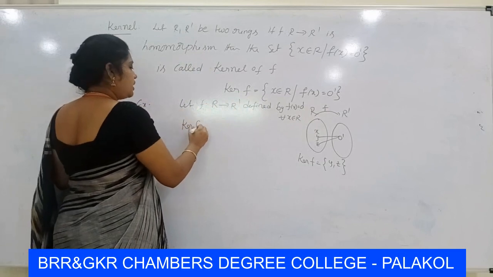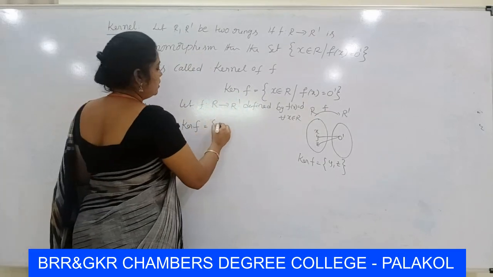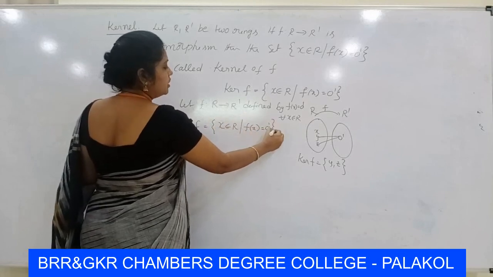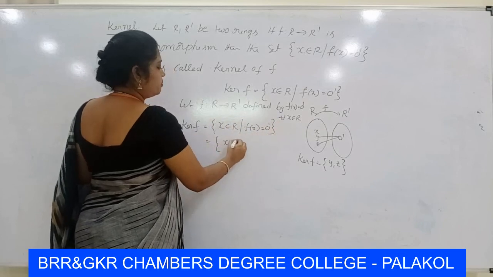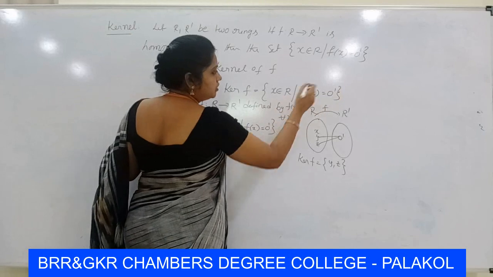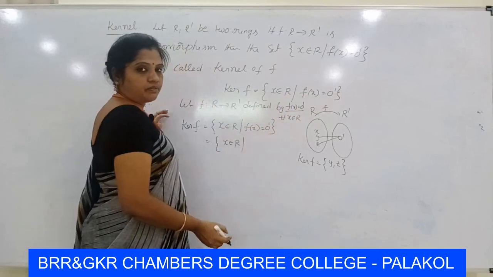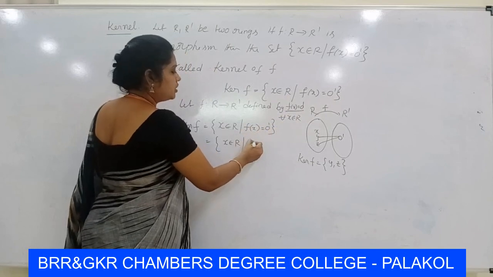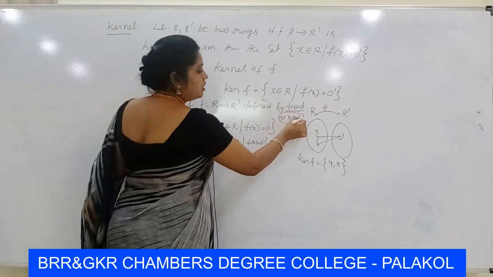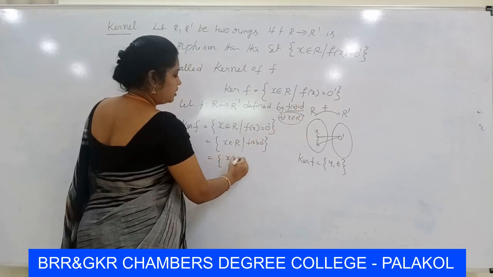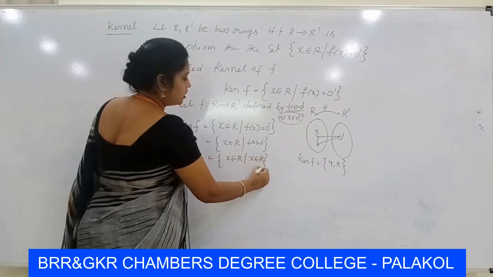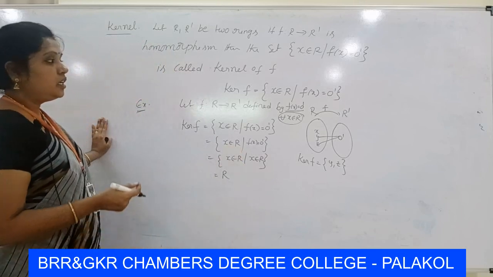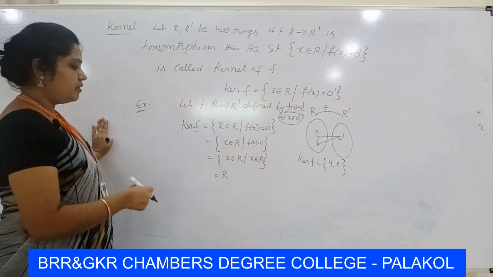Now, for this mapping, kernel F is, by definition, x belongs to R such that f of x equals 0 dash. Here our mapping is defined by f of x equals 0 dash, so this holds for all elements, that is, all x belongs to R. So you get all the elements of R. For the zero transformation, the kernel F is R.